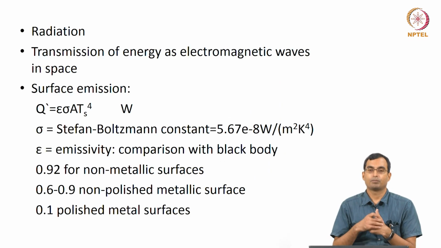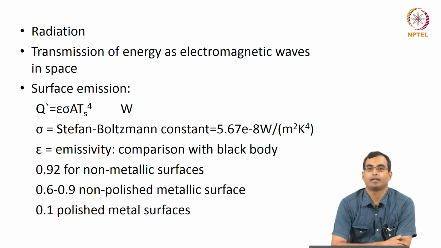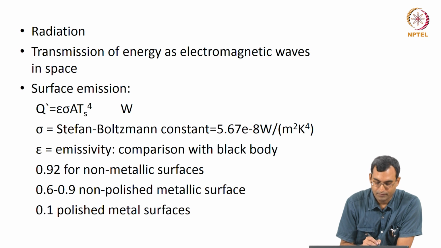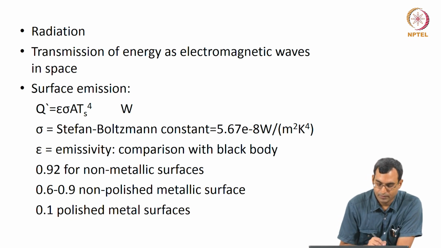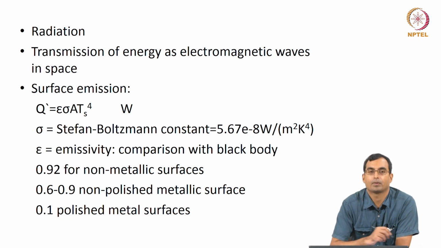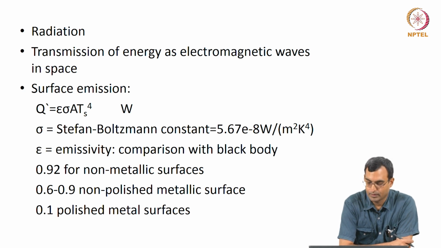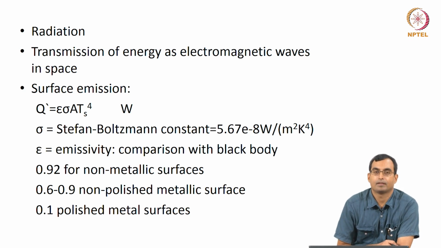That brings us to this third mode of heat transfer, which is radiation. In radiation we have transmission of energy as electromagnetic waves in space, and we can find out the radiation from the surface. So, Q dot, which is the rate of heat transfer, is given as epsilon into sigma into A into the temperature of the surface to the power 4. Again, the unit is watts. Sigma stands for the Stefan-Boltzmann constant, which has a value of 5.67 times 10 power minus 8 watt per meter square Kelvin to the power 4, fairly strange units, which is something we need to remember. And epsilon denotes the emissivity of the surface.